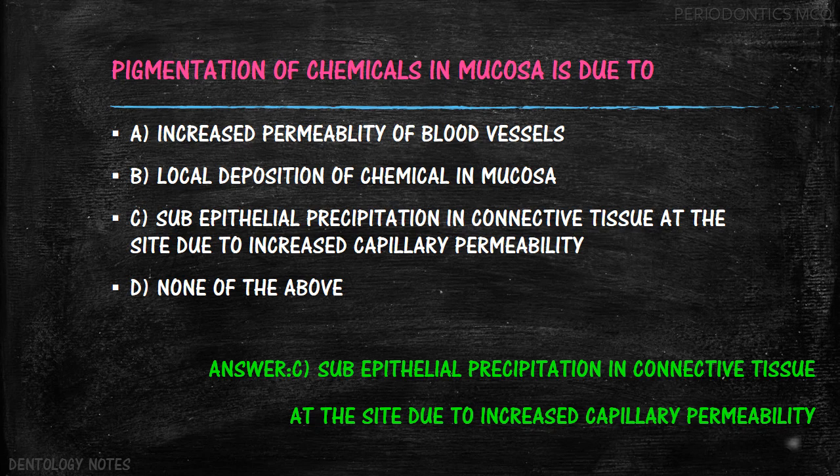Pigmentation of chemicals in mucosa is due to: A. Increased permeability of blood vessels. B. Local deposition of chemical in mucosa. C. Subepithelial precipitation in connective tissue at the site due to increased capillary permeability. D. None of the above. Answer C. Subepithelial precipitation in connective tissue at the site due to increased capillary permeability.